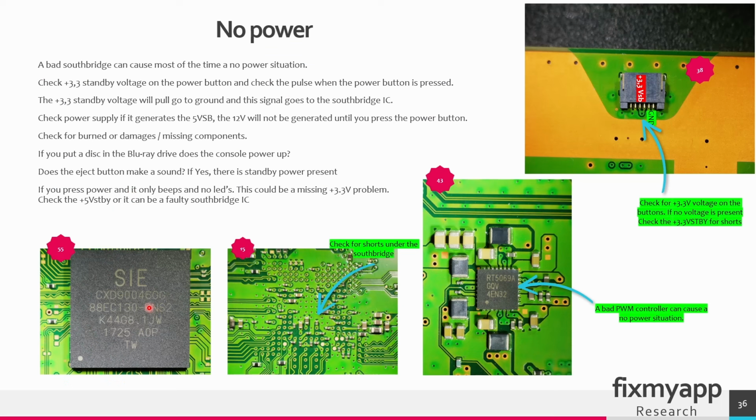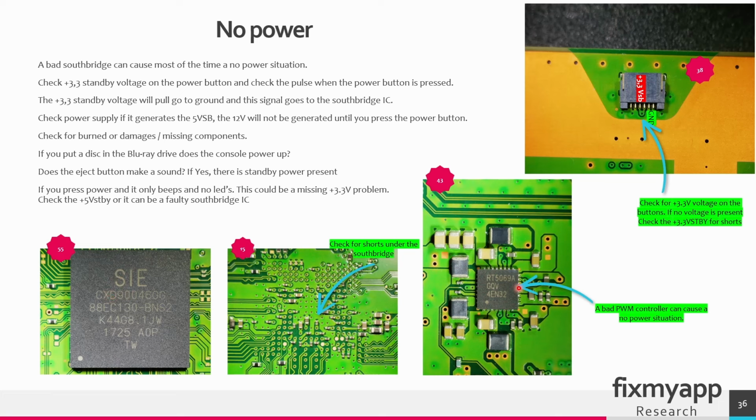Most of the time the Southbridge is faulty on a PlayStation 4, and this can cause a no power condition. So you have to check the capacitors underneath the Southbridge on the bottom side of the PCB. Check this region for shorts. Also, the power needed for the Southbridge and some other components near the board is generated by this power management chip, which generates different voltages. In the previous slide you could see which voltages need to be present for the Southbridge to work properly.